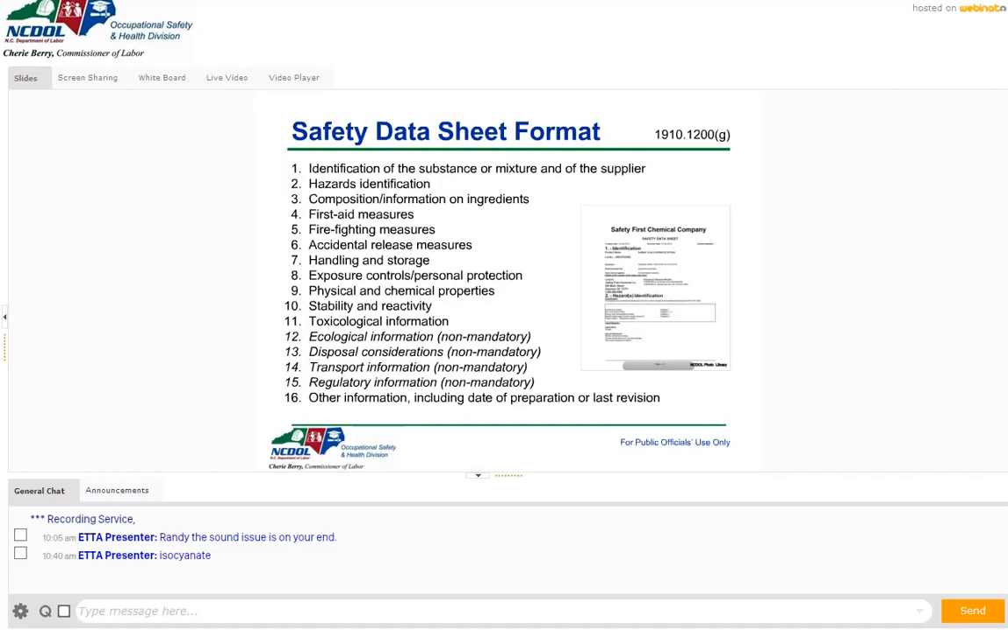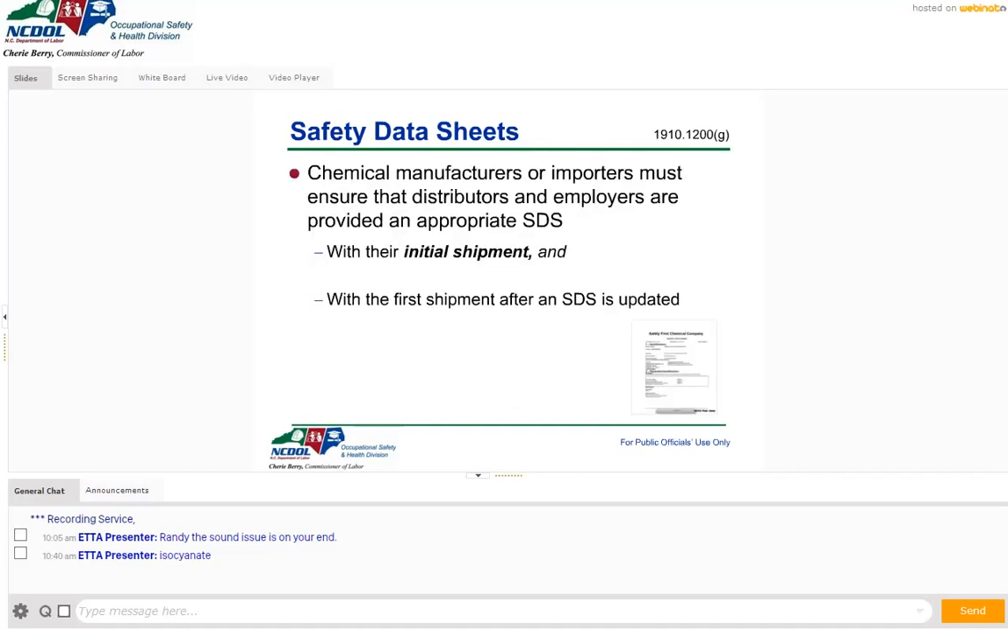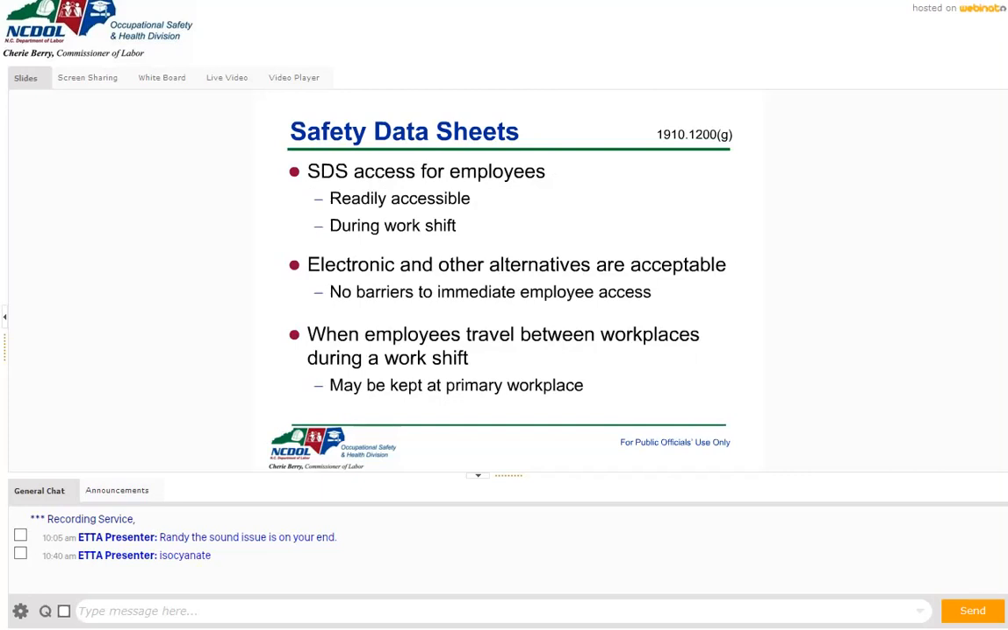So anyway, we've talked about the sections a little bit. They've got to supply these to you with the first shipment, and when these safety data sheets are updated, make all those readily accessible to employees. Now we're also talking about a big deal here. Now you're going to need a safety data sheet. You're going to need that information in an emergency.